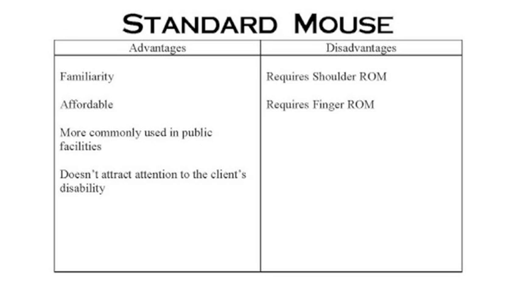The advantages of the standard mouse are: people are more familiar with the standard mouse. It is more affordable. It is more commonly used in public facilities and does not attract any attention to the client's disability. The disadvantages of the standard mouse are: it requires more movement of the upper extremity when it is moved from side to side. The client with limited finger and upper extremity range of motion may have difficulty using the standard mouse.